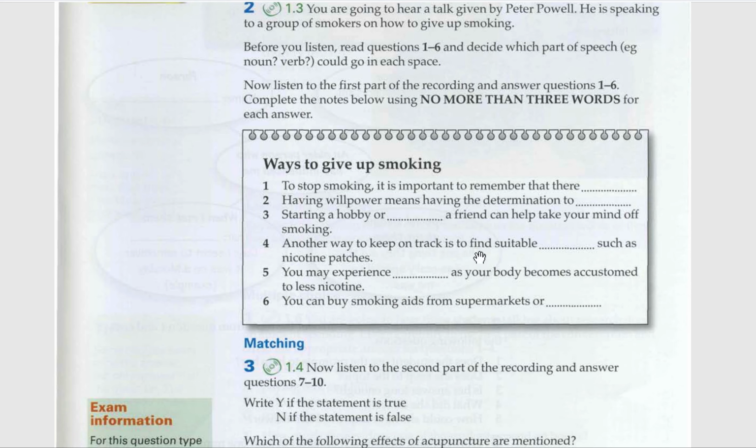Number 4, another way to keep on track is to find suitable. You notice here is an adjective, and you know that what comes after the adjective is a noun, right? So you can make a guess. Number 5, you may experience what, as your body becomes accustomed to less nicotine? So the answer here might be an adjective. Number 6, you can buy smoking aids from supermarkets, or so here is a noun and here is a noun as well.